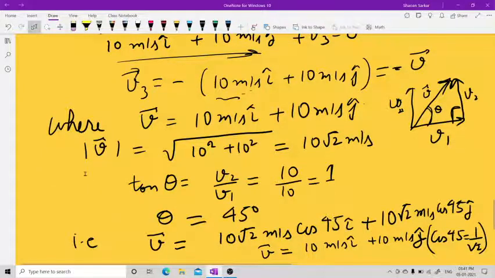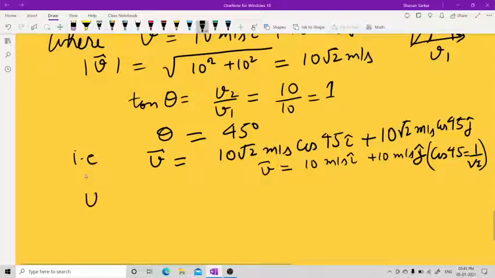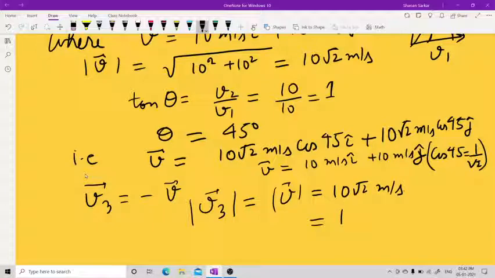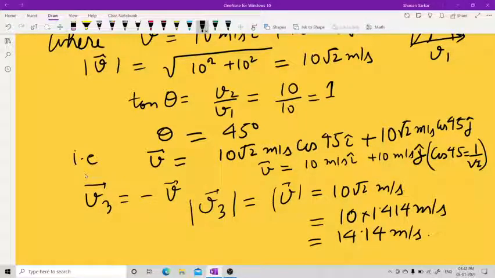That means v3 is minus v vector. That means v3 has a magnitude equal to v, that is 10 under root 2 meter per second, that is 10 into 1.414 meter per second, that is 14.14 meter per second.